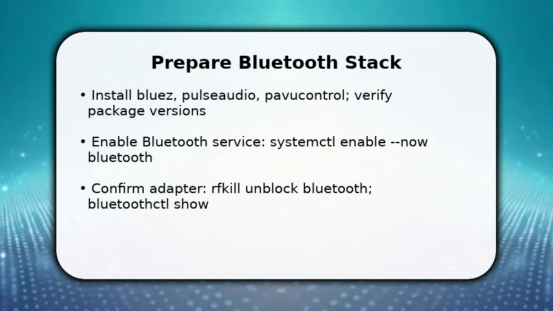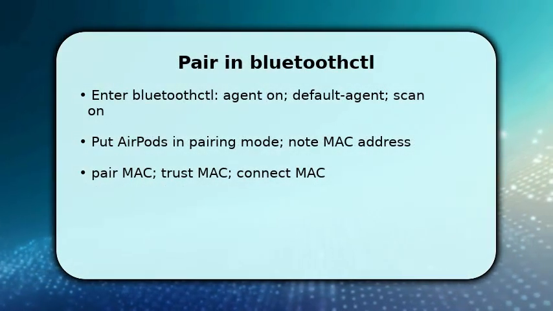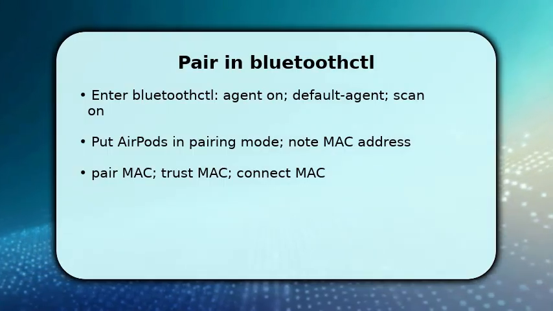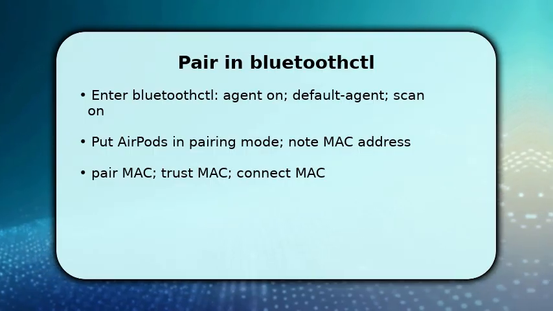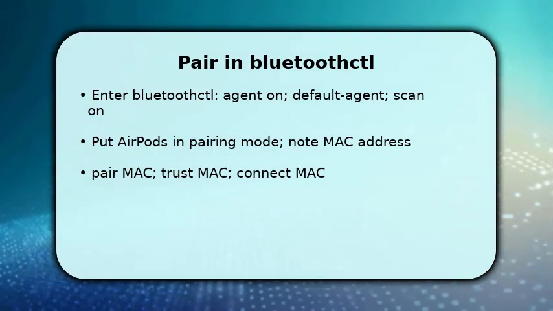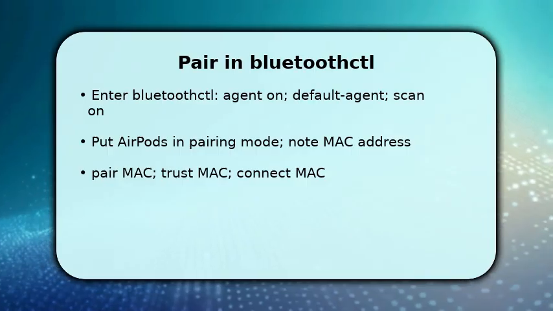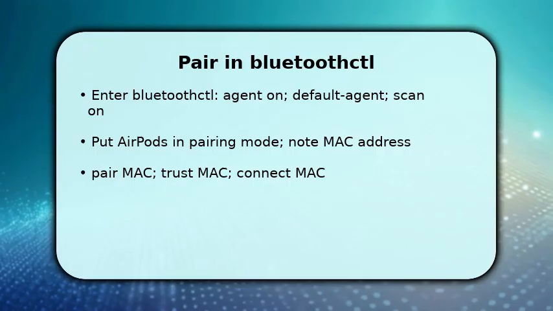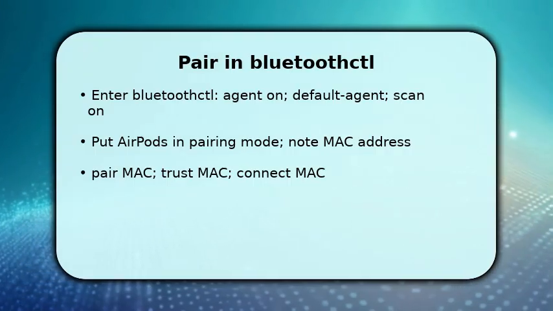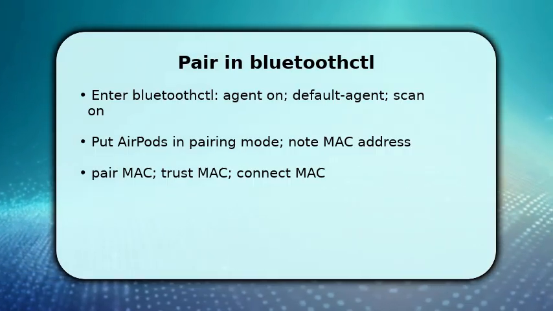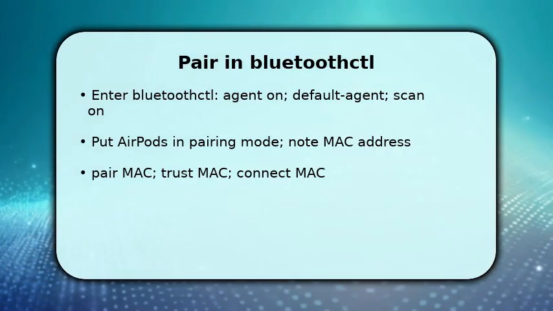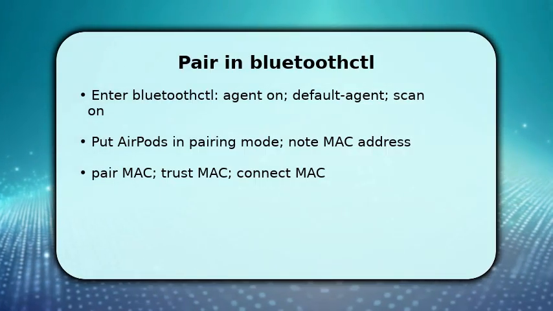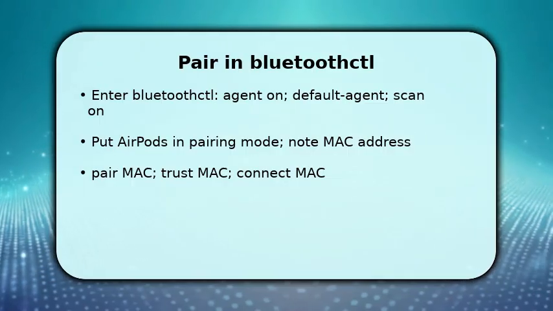Now you pair the AirPods using bluetoothctl to control pairing at a precise level. Open a terminal and run bluetoothctl, then run agent on and default-agent to allow interactive PIN handling. Start scanning with scan on and put your AirPods in pairing mode. Watch for the MAC address that appears. When you see the MAC, run pair MAC followed by trust MAC to allow automatic reconnection. Finally, run connect MAC. This sequence avoids GUI timing issues and explains why pairing sometimes fails.